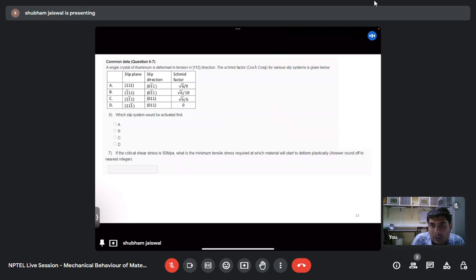So now here comes the next question. Sixth and seventh question. So they have given a single crystal of aluminum deformed in tension in the 112 direction. The Schmid factor cos lambda and cos phi for various slip systems is given below. So they are asking which slip system will be activated first. If the critical shear stress is 50 megapascal, what is the minimum tensile stress required at which the material will start to deform plastically? It's a very easy question. Please try to answer it, guys.